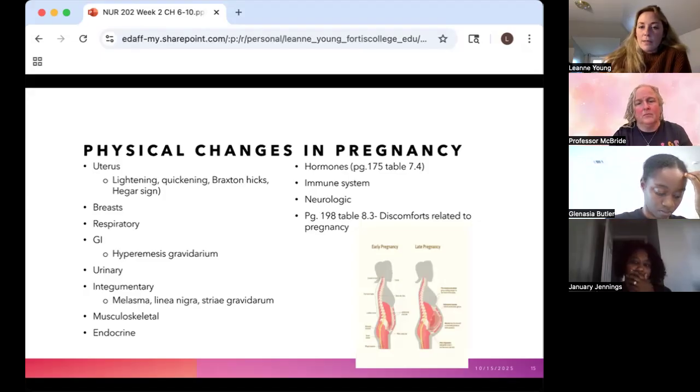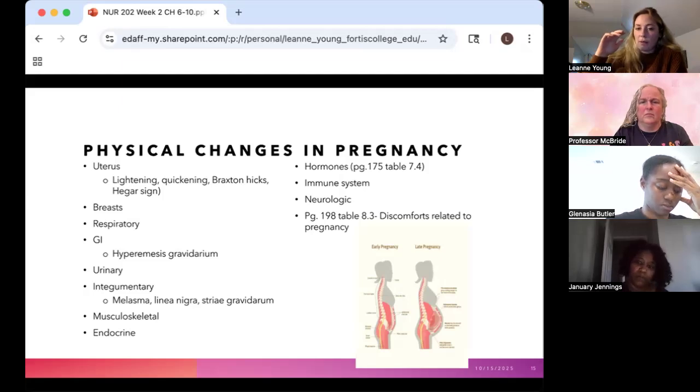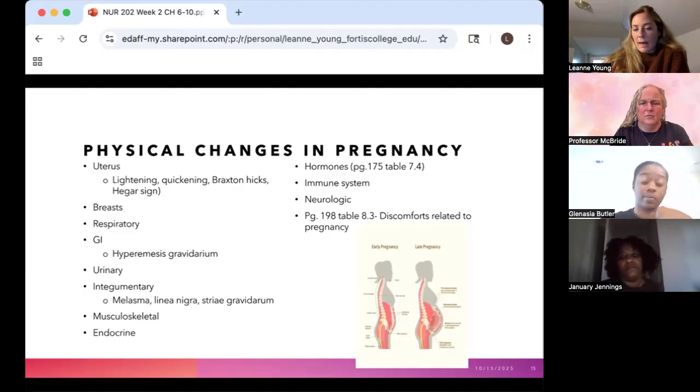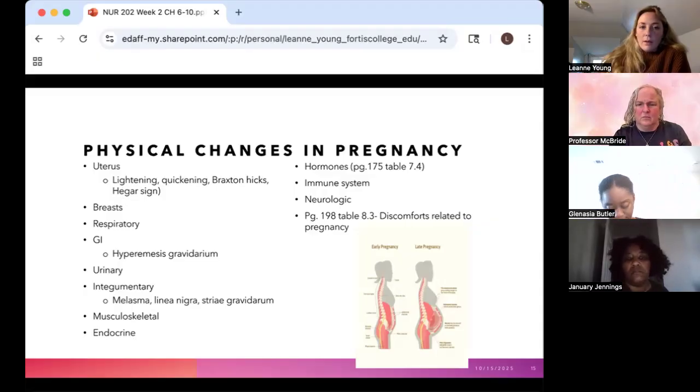Your respiratory system. So in pregnancy, a woman's oxygen consumption increases by 20 to 40%. The enlarging uterus will grow upward, and it places a lot of pressure on the base of the lungs. So pregnancy-related dyspnea is common and happens as the woman's body is changing and that uterus is growing and compressing on the lungs.